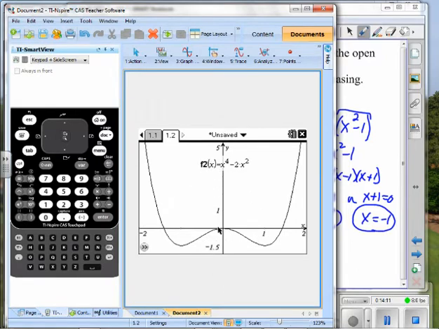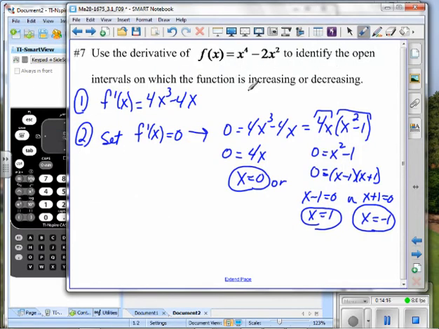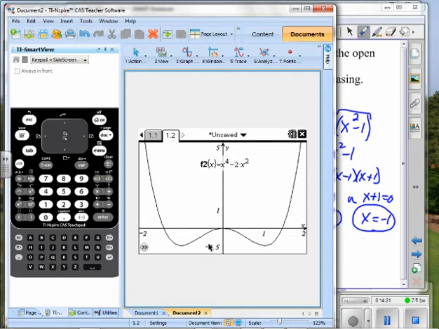Okay. Now, it says use the derivative to identify the open intervals in which the function is increasing and decreasing. Do you see the function decreasing anywhere? Yep, right over here, all the way down to here, and then we have a second one here. Increasing here and here. Between the decreasing and increasing, you've got a point where if I draw a tangent line, the slope of that tangent line would be 0. Got one up here and got one down here.